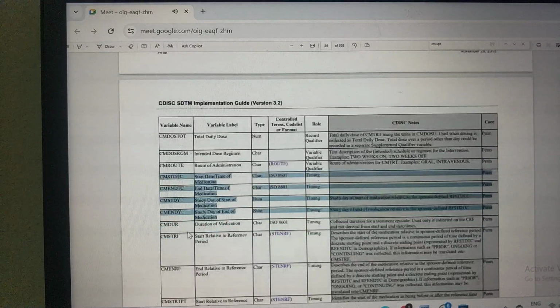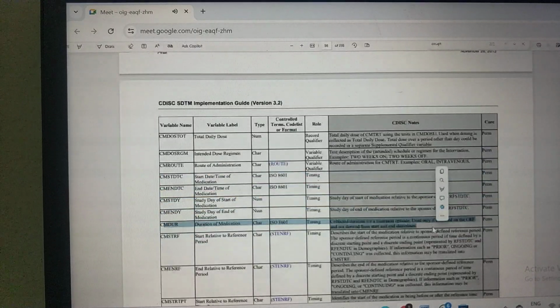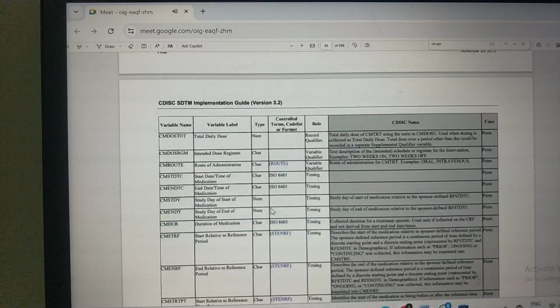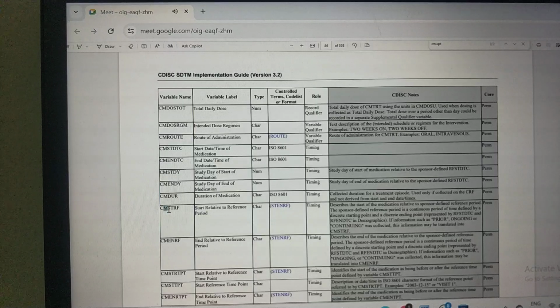CMDUR, duration of medication: how many days or months she has taken the medication, what is the duration. Then again the timing variable, CMSTRF.